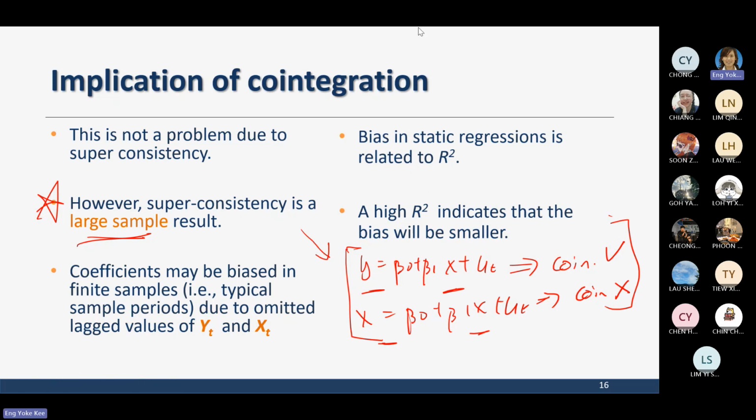Okay. So furthermore, the coefficient can be biased, because you will still see the autocorrelation problem. And the impact of autocorrelation problem cannot be ignored if your sample size is small. The bias in your long run regression also relates to your R square. A high R square will generally indicate that the bias will be smaller. So these are some of the things to background check on your result. Okay, so there you go.